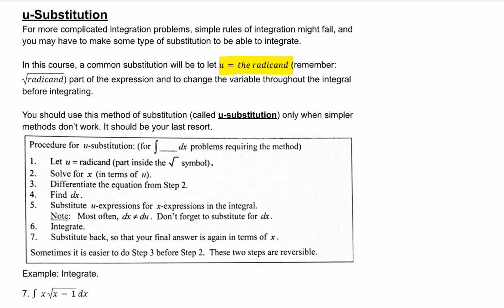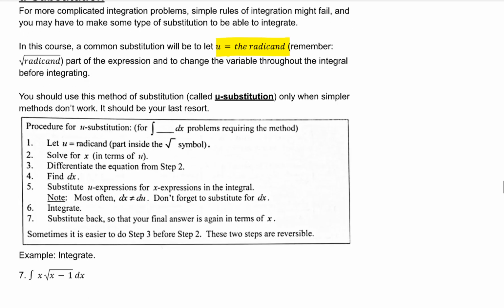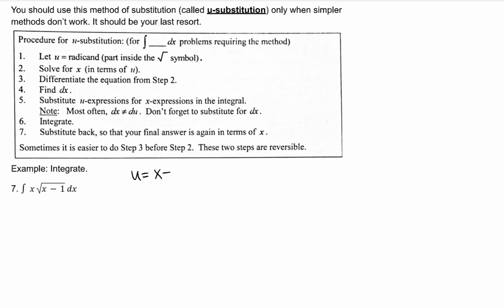Okay, so what we're going to do is choose the radicand to be u, since that is the most common substitution we make. So instead of writing u prime, I'm going to write du over dx, and I'll show you why in a second. Du over dx, so the derivative of u with respect to x, is equal to 1.